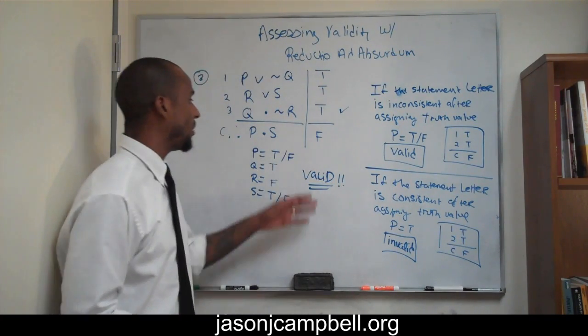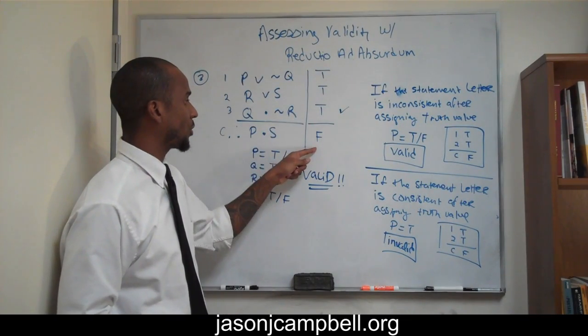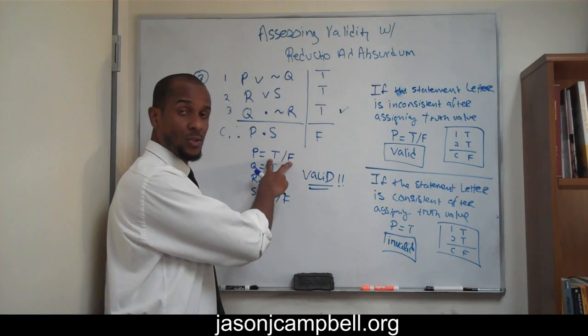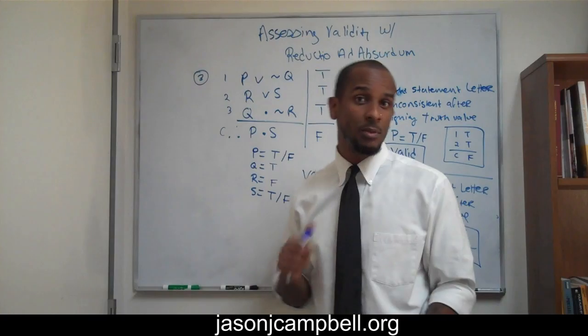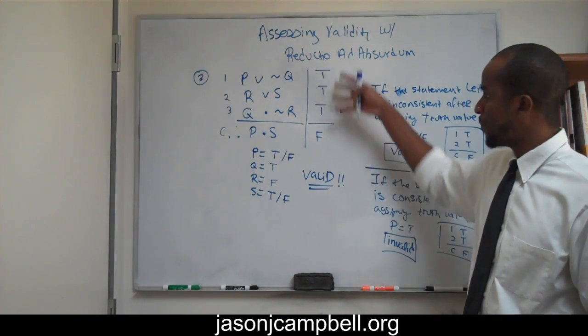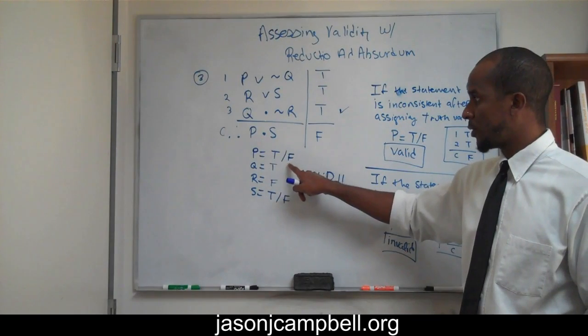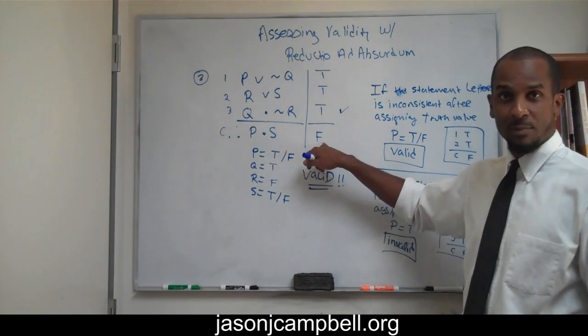This argument has to be valid because the only way that I attain true premises and a false conclusion is by assigning an inconsistent truth value to a statement letter. Right? That's the only way that I arrive at an invalid argument. Either P is true or false, or S is true or false. That's the only way that I can make this work.